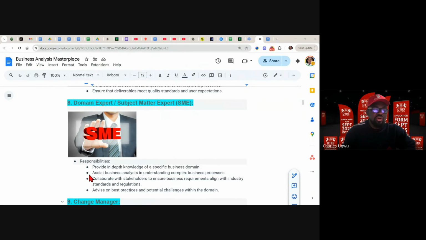Assist business analysts in understanding complex business processes. Collaborate with stakeholders to ensure business requirements align with industry standards and regulation, and advise on best practices and potential challenges within the domain. This is for big companies who want specialization. You see them start creating niches like a subject matter expert. But we know that we as business analysts are the subject matter experts. No other person. We are the subject matter experts.